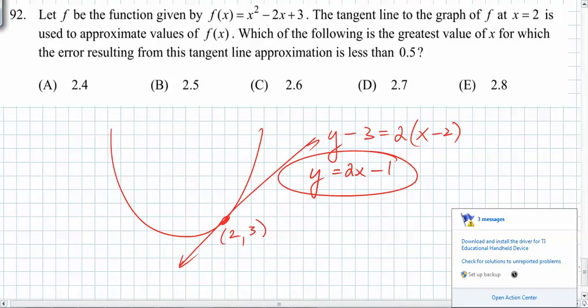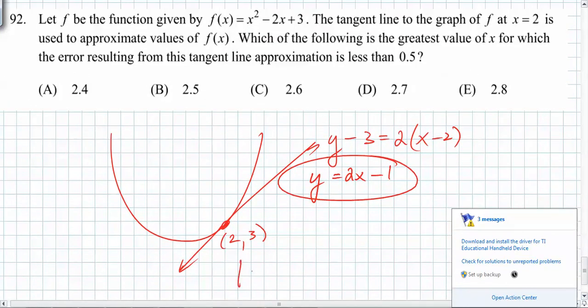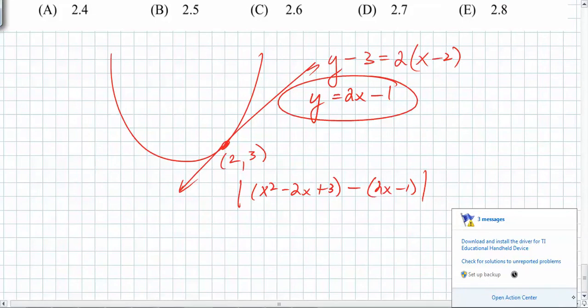They want to know when the difference between that and the other one is less than 0.5, right? So what do you do? You literally just do the subtraction. x squared minus 2x plus 3, minus 2x minus 1, like this, right? So what do you get? x squared minus what? 4x plus what? 4. Plus 4, like this.